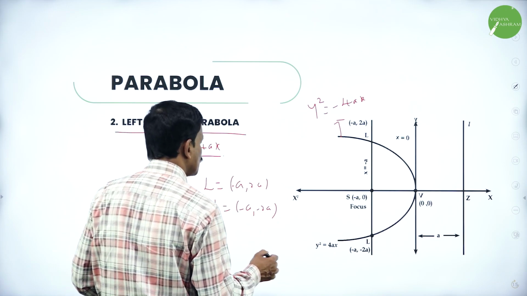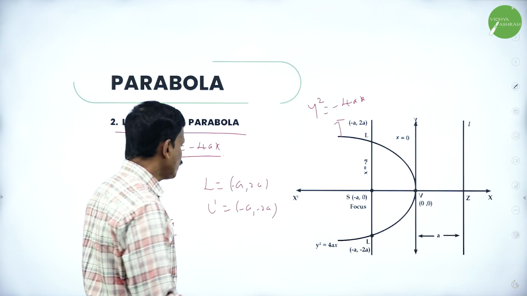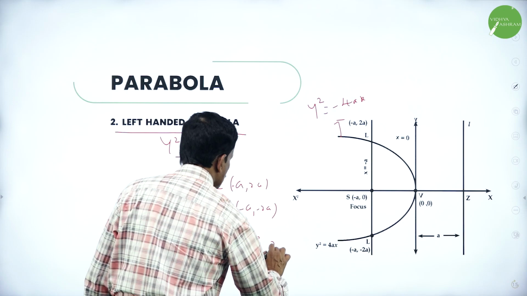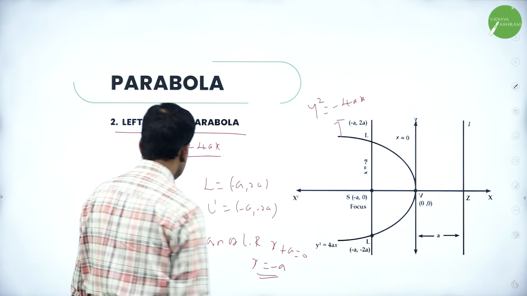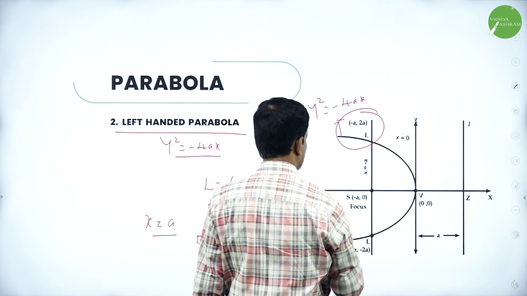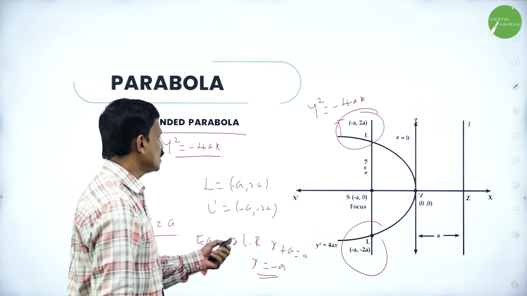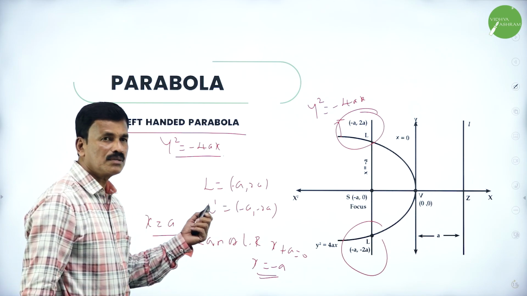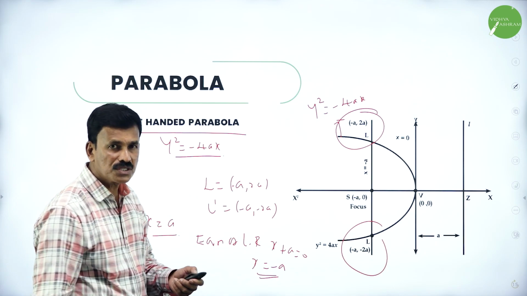So the equation of the directrix is x is equal to plus a, and the equation of the latus rectum is x plus a is equal to 0, that means x is equal to minus a, right? And the coordinates of L and L dash are: L is equal to minus a comma 2a, and L dash is equal to minus a comma minus 2a. These are the points to be remembered for the parabola y square is equal to minus 4ax, that is the parabola opening towards the left.